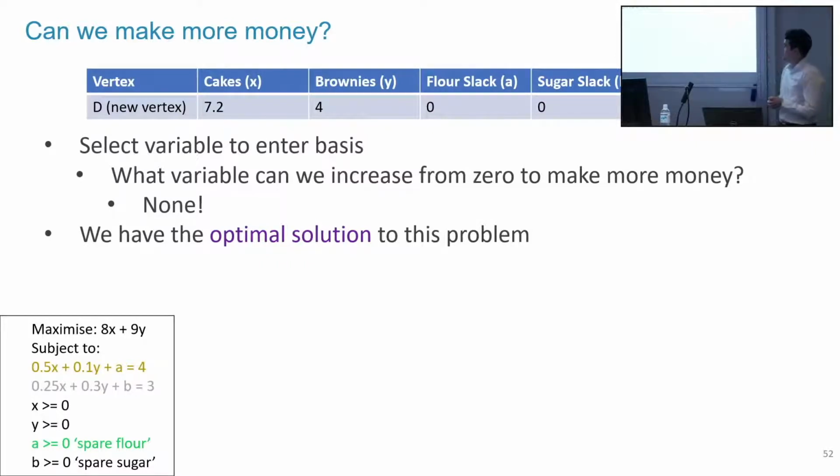If we also look purely at our objective, A and B are not in our objective function. I earn no money for having them left over. So therefore, almost by definition, we have the optimal solution. There is no variable I can pivot on anymore that will increase my objective further. That means we have the optimal solution.